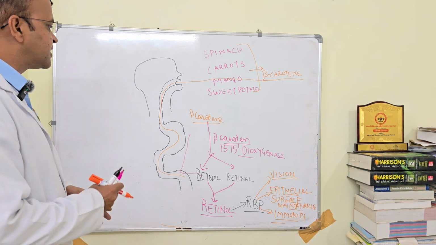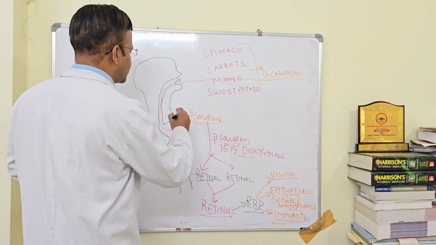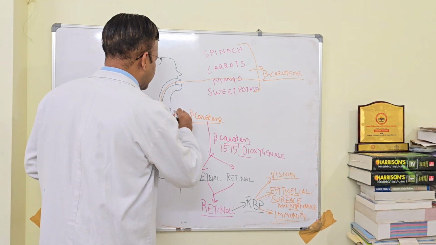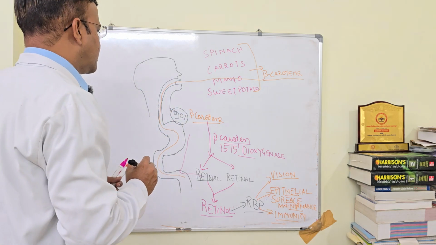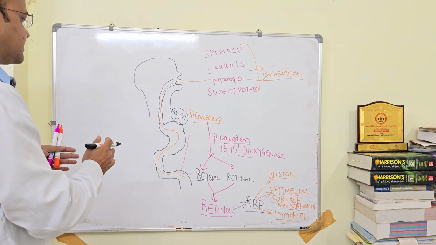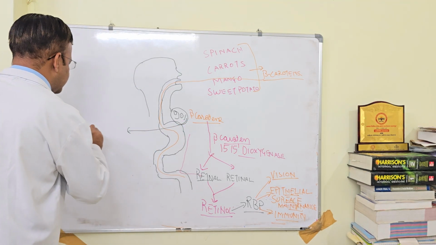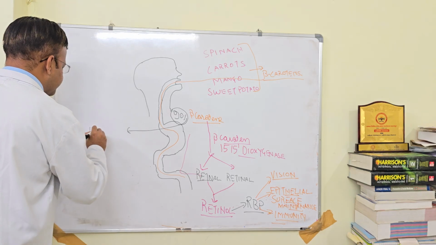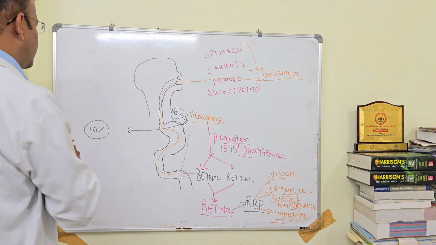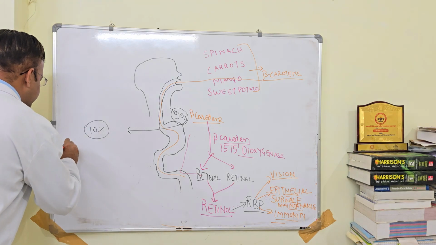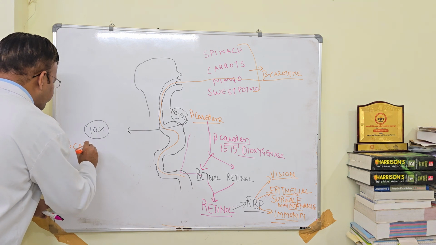Up till now everything is okay, but this pathway is followed by just 90% of the beta carotene. That means most of the beta carotene is degraded via this pathway, right? What happens to the other 10%? The other 10% won't get degraded. It will go as beta carotene itself into the blood supply, right?